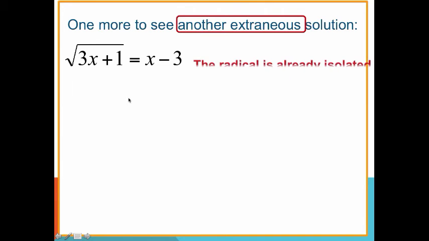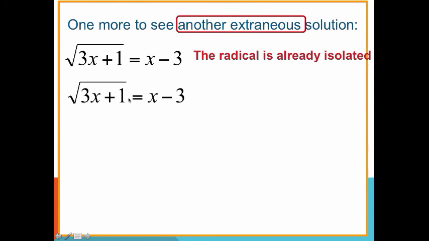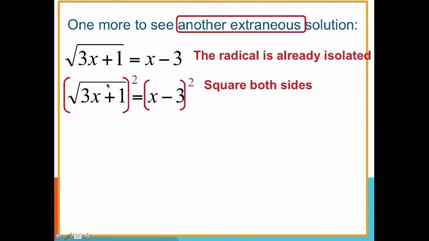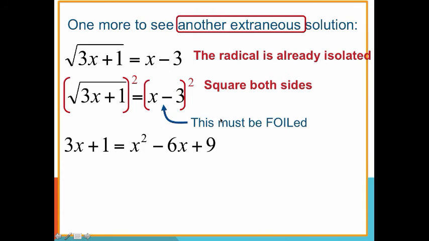I'm going to have to square both sides to get rid of the square root. So we're going to square the left and square the right. When you square the left-hand side, it goes away and you are left with just 3x plus 1. But this side right here must be FOILed, because it's (x minus 3) squared, meaning there are two terms. It's a binomial, and a binomial squared must be FOILed. So let's go ahead and do the work.